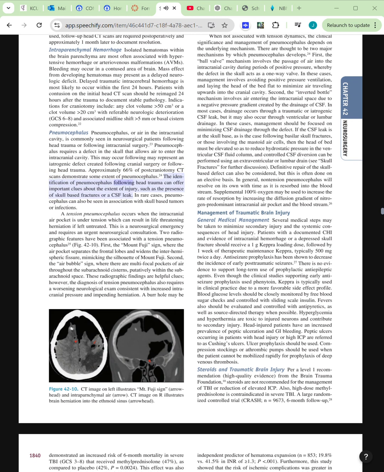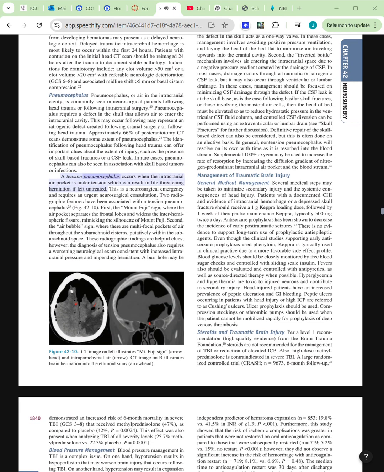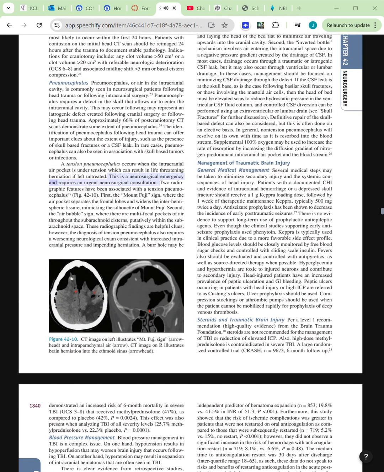The identification of pneumocephalus following head trauma can offer important clues about the extent of injury, such as the presence of skull-base fractures or a CSF leak. In rare cases, pneumocephalus can also be seen in association with skull-base tumors or infections. Tension pneumocephalus occurs when the intracranial air pocket is under tension, which can result in life-threatening herniation if left untreated. This is a neurosurgical emergency and requires an urgent neurosurgical consultation.